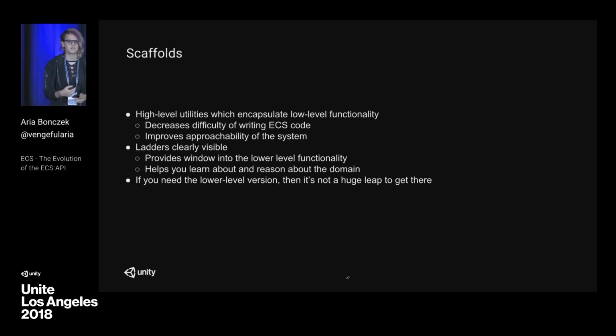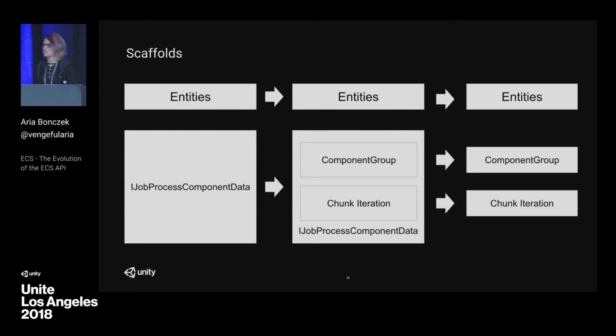As you start to use the system, you start to see, oh, okay, all this is doing is making a component group based on these things. Cool, now I understand how component groups work. Oh, okay, I looked into the IJobProcessComponentData code, and it's just finding all of the chunks. It's taking each chunk inside of that list and just going through them one by one. Great. So the ladders to the lower level functionality are clearly visible, and it helps you learn about and reason about the actual transformations going on. If you need a lower level version for some reason, it's not a huge leap to get there. You've already been familiarized with those concepts, and it's all pretty easy.